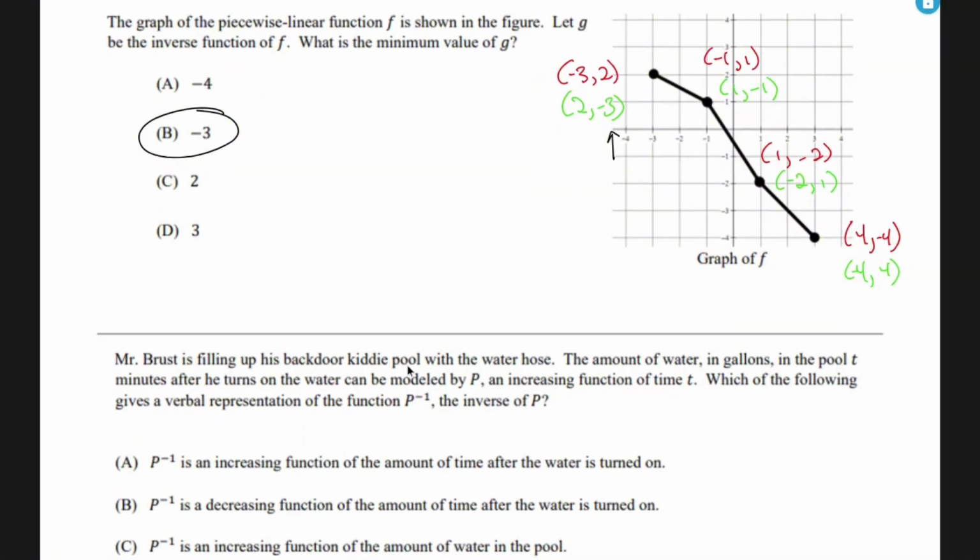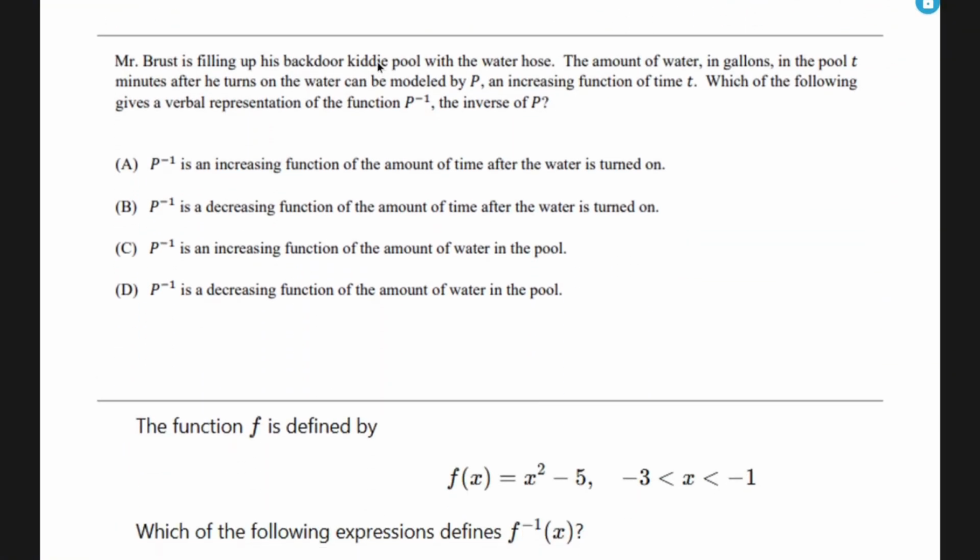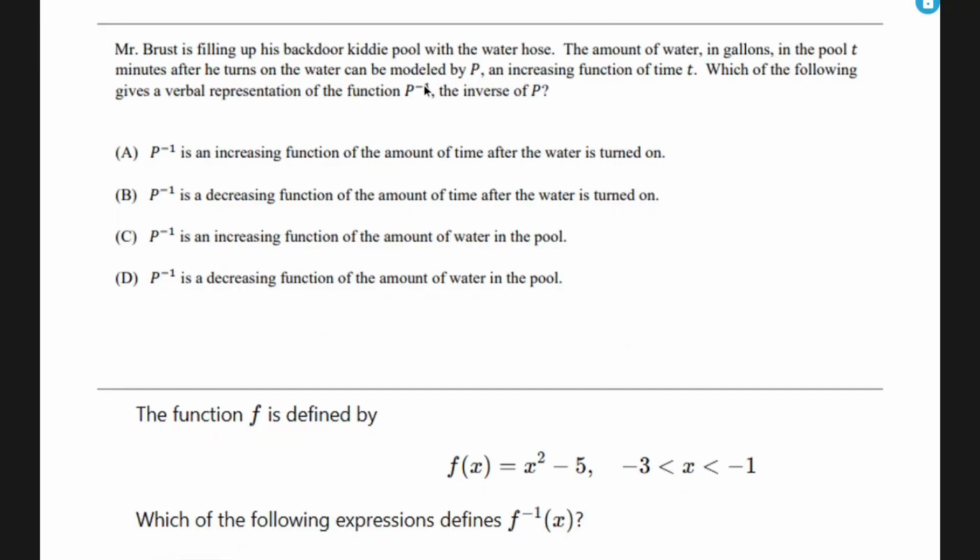So there you have it. Mr. Bruce is filling up his backdoor kiddie pool with the water hose. The amount of water in gallons in the pool T minutes after he turns on the water can be modeled by P, an increasing function of time T. Makes sense. Which of the following gives a verbal representation of the function P inverse? Okay, so the amount of water is going to equal, well, let's just say it's linear. So we'll just say like, I don't know, mT plus b. Okay, so your output is how much water you have.